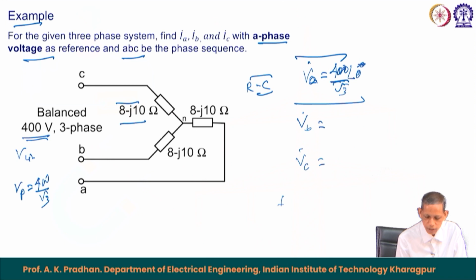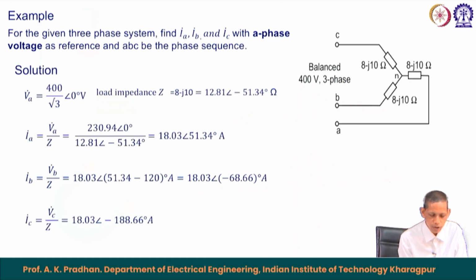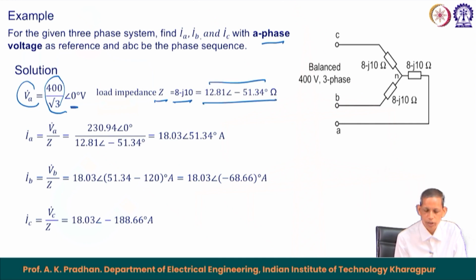Now, for the IA current, this becomes equal to VA, the phase voltage, divided by the corresponding impedance, which is 8 minus j10. So, this gives us IA. Once we know IA, we can get IB to be 120 degree apart and IC to be 120 degree apart. I have VA equal to 400 by root 3 with 0 degree because it is a reference. Then Z is nothing but 8 minus j10, which is 12.81 with minus 51.34 degree.